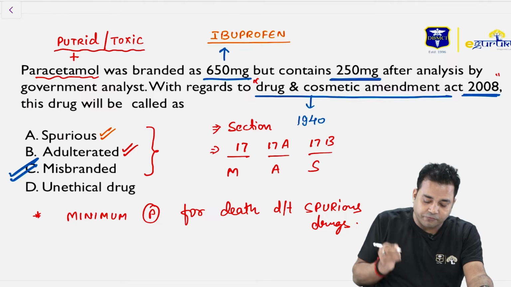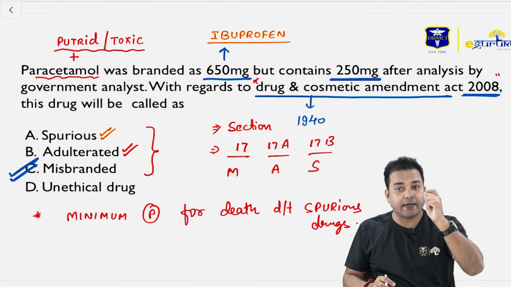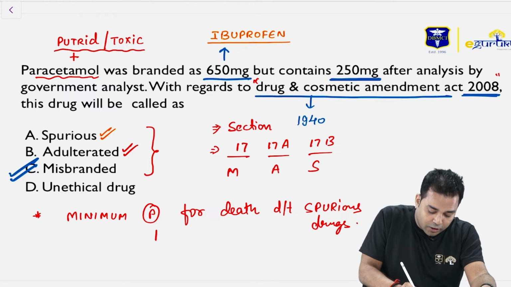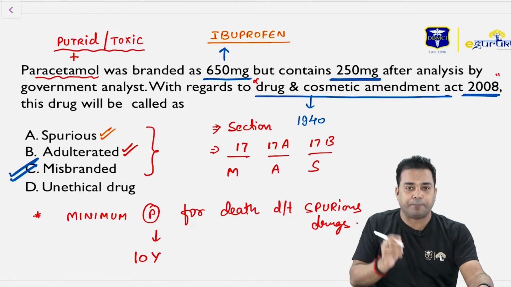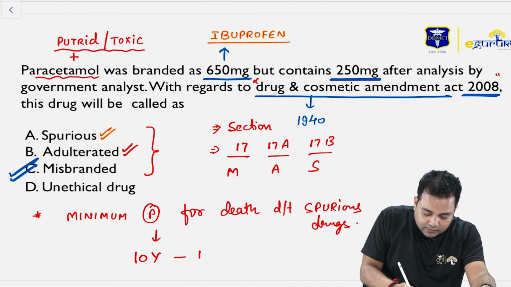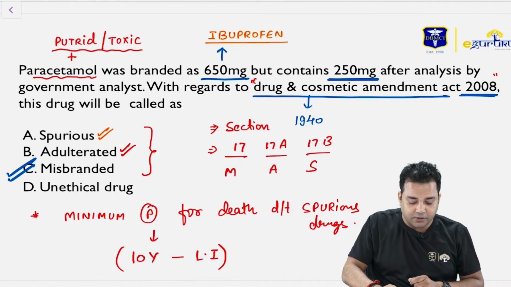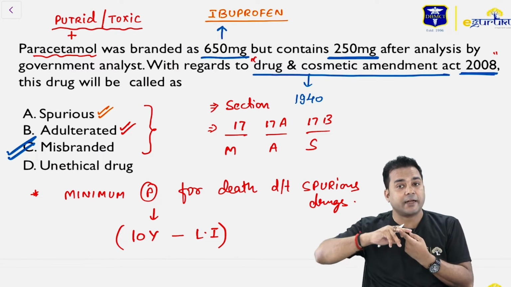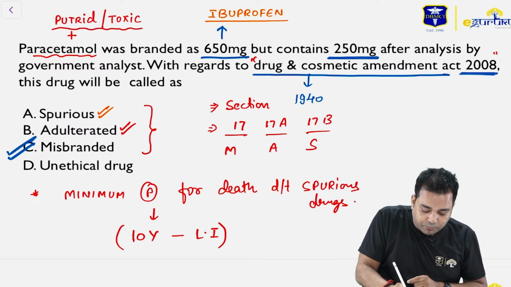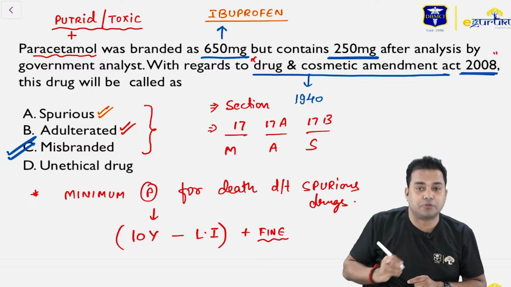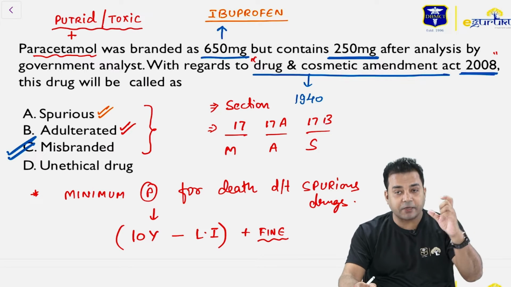So if someone is consuming spurious drugs and death of the patient occurs, the minimum punishment is 10 years. 10 years was not in the options of the exam, and that is why the answer there was life imprisonment. But remember, the minimum punishment is 10 years for death due to spurious drugs. The maximum can extend to life imprisonment plus a fine. Fine provision is also there for the accused. So these are punishable offences.